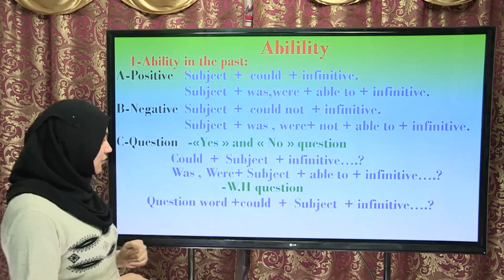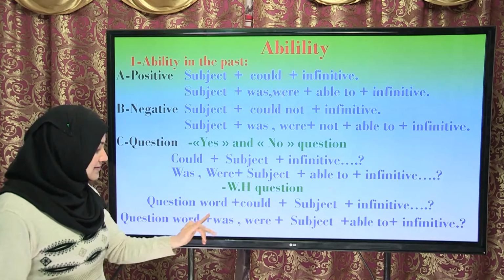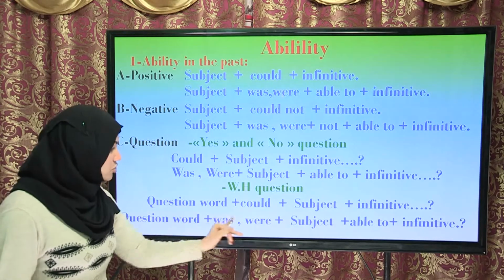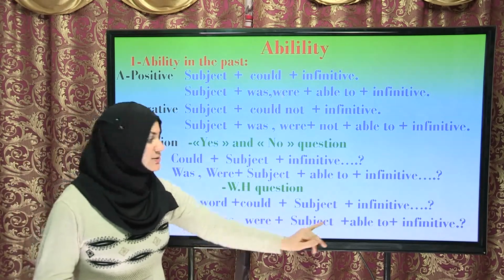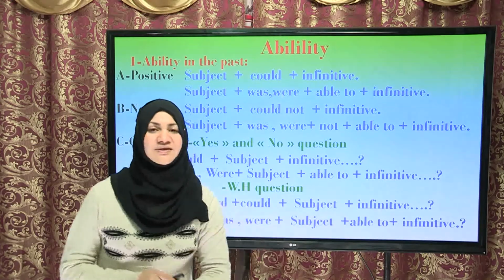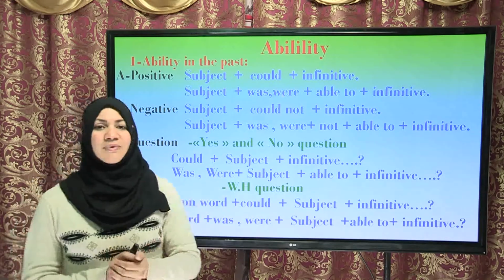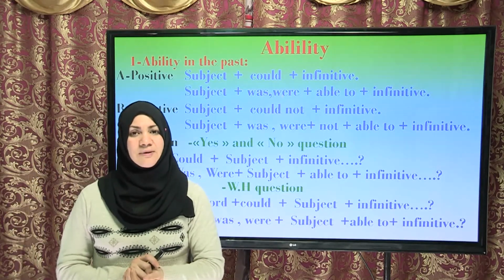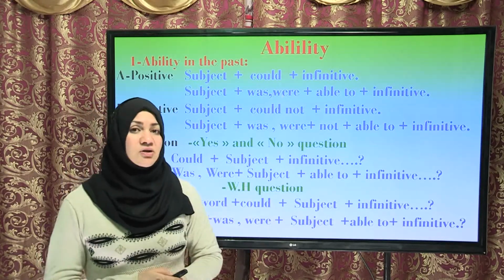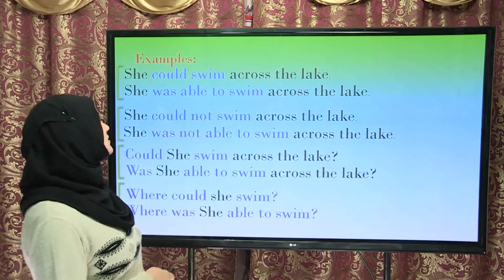The second form: question word plus was or were, with the same form, was or were, plus subject, plus able to, plus infinitive, the rest of the sentence and question mark. They have the same meaning, but differ only in verbs. After this explanation, we are going to see some examples concerning past ability.